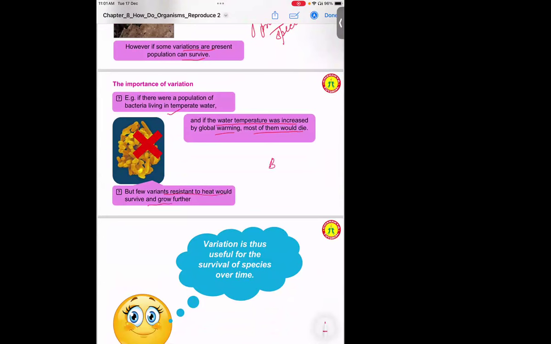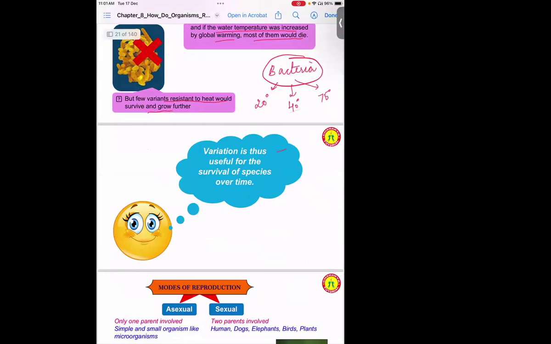So what happens if we have bacteria, and we give them different temperatures, maybe some 20, some 40, some 75 degrees? Out of these temperatures, some of the bacteria will be able to survive and some will not. It happens because of variation, because of the changes we provided to them. That's why we can say that variation is useful for the survival of species over time. So over time, it is important that variation should occur.